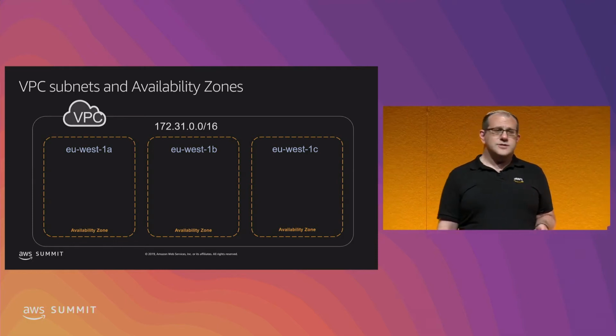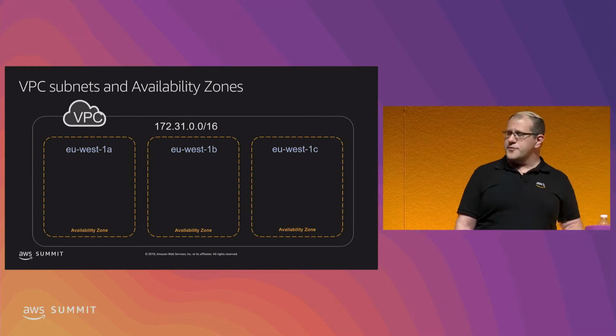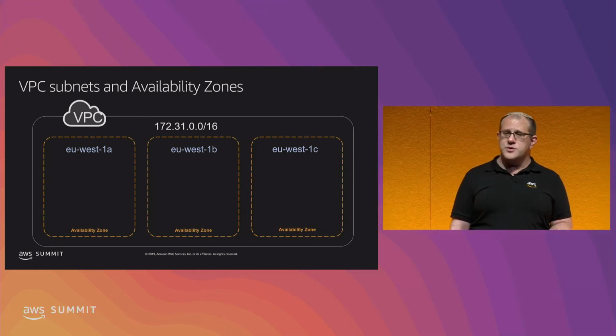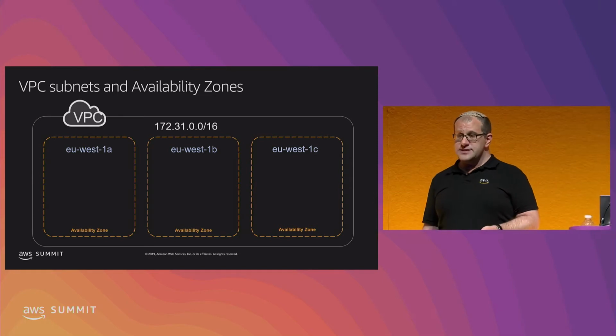Each of them are 1 or more data centers. Those data centers are on different power grids. They have different flood profiles. We do this so that if something were to affect an availability zone, it wouldn't affect multiple availability zones. That's really good for resilience.